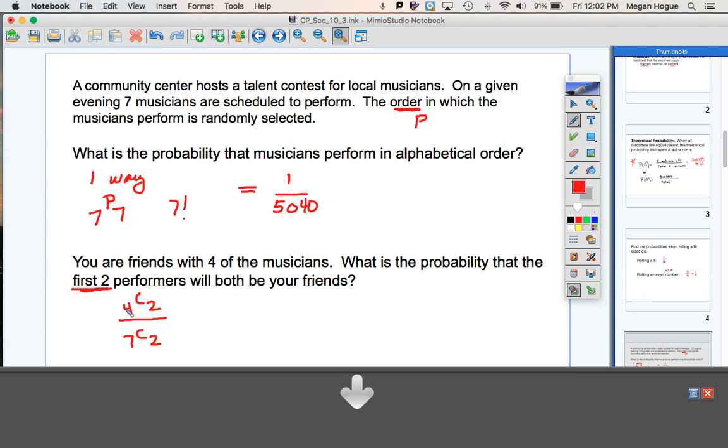So 4 friends, I'm choosing 2 of them to go first. 7 people, choosing 2 of them. So once I do those, I'm going to get 6 out of 21, and we always want to reduce. You have a 2 in 7 chance of seeing your 2 friends first.